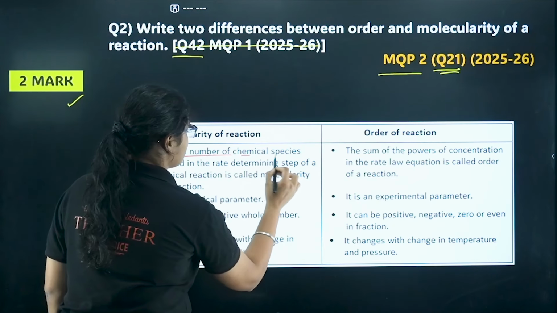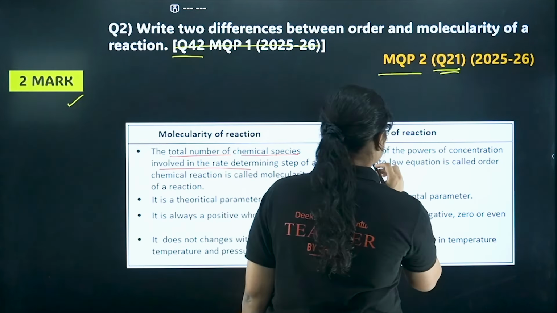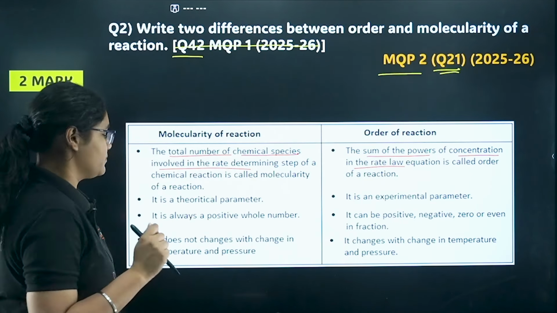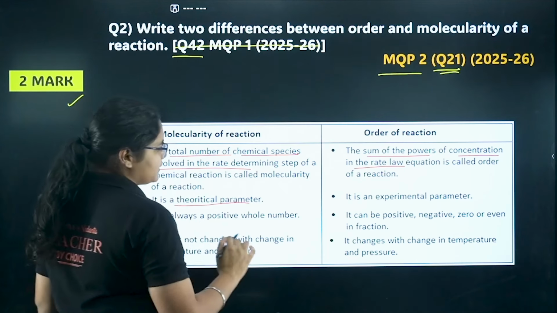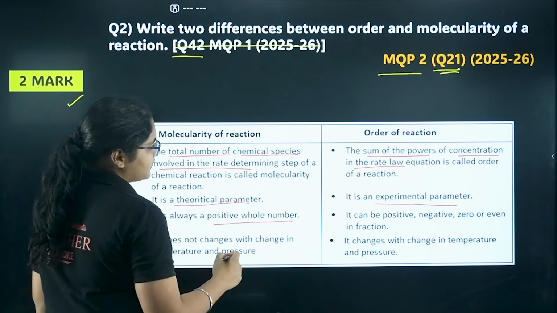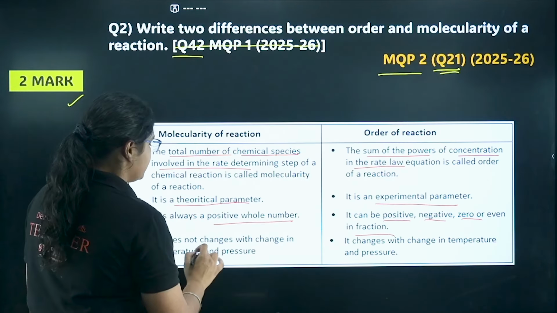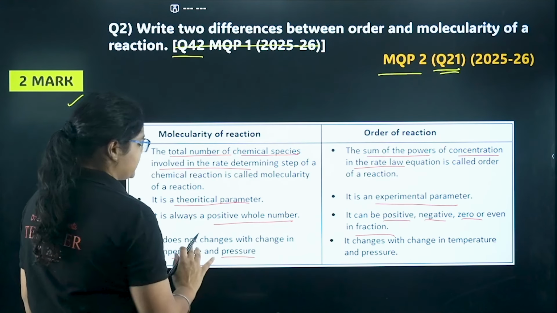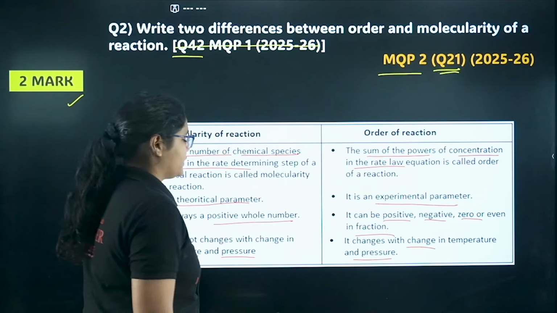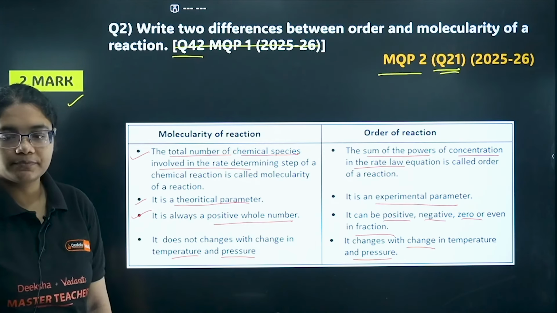Molecularity is the total number of chemical species involved in the rate determining step, whereas order of the reaction is the sum of the powers of the concentration terms in the rate law equation. Next, molecularity is a theoretical parameter, whereas order is an experimental parameter. Molecularity is always a positive whole number, whereas order can be positive, negative, 0 or even a fraction. Molecularity does not change with the change in temperature and pressure, whereas order will change with the change in temperature and pressure. Three points you need to write. The first 3 points are important. You can note them down.